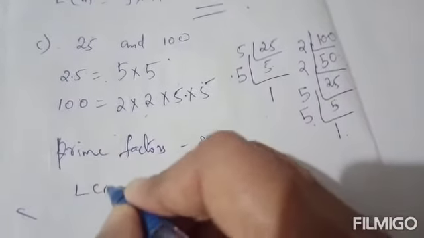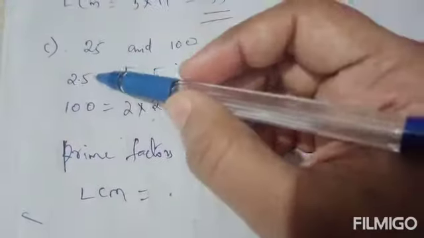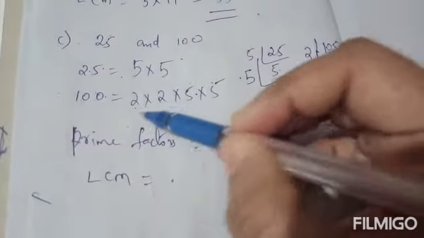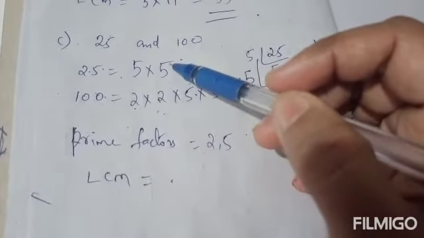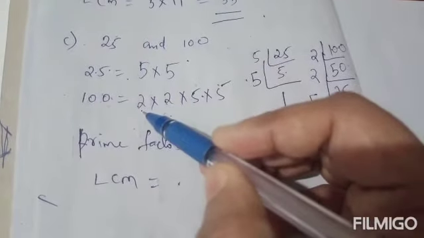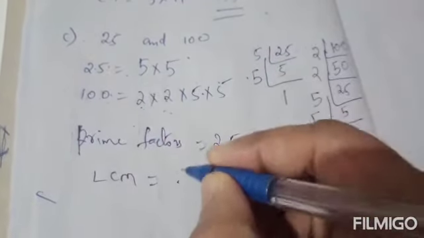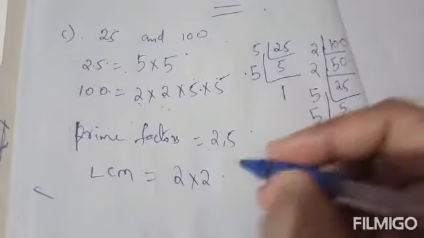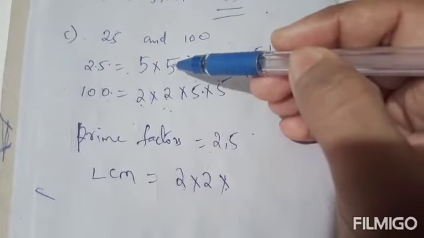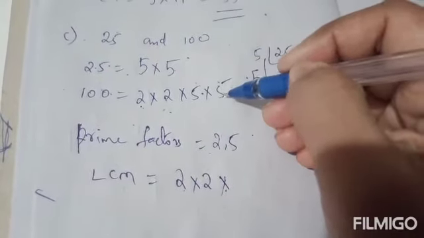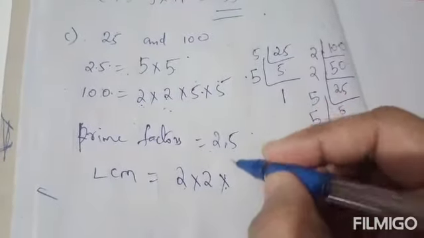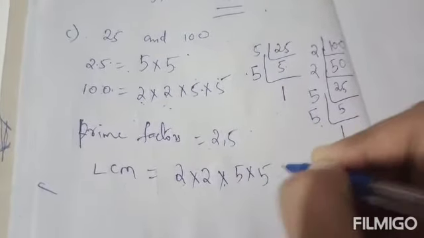Okay. Now finding their LCM. LCM of 25 and 100. 2 is coming 2 times in 100 and it is not coming in 25. So which one will you take? 2 is coming 2 times. In the LCM, 2 will come 2 times. Okay. Now 5 is coming 2 times in 25. 5 is coming 2 times in 100 also. So 5 will come 2 times in their LCM.